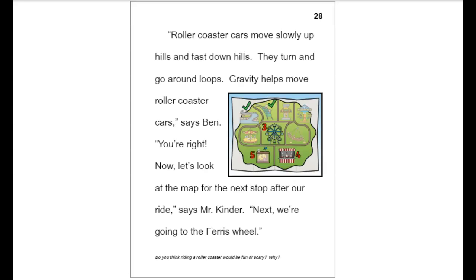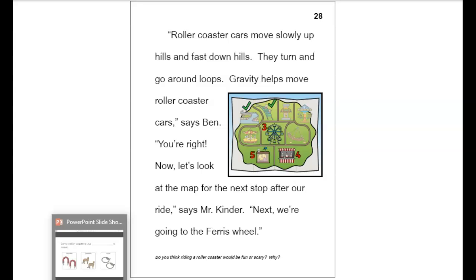"Roller coaster cars move slowly up hills and fast down hills. They turn and go around loops. Gravity helps move roller coaster cars," says Ben. "You're right. Now let's look at the map for the next stop after our ride," says Mr. Kinder. "Next, we're going to the Ferris wheel."